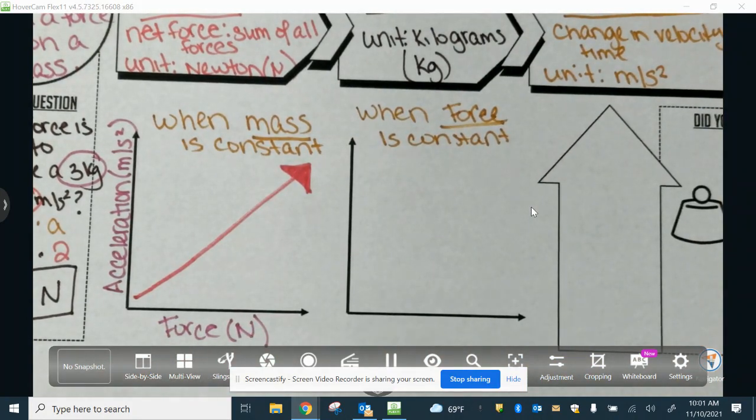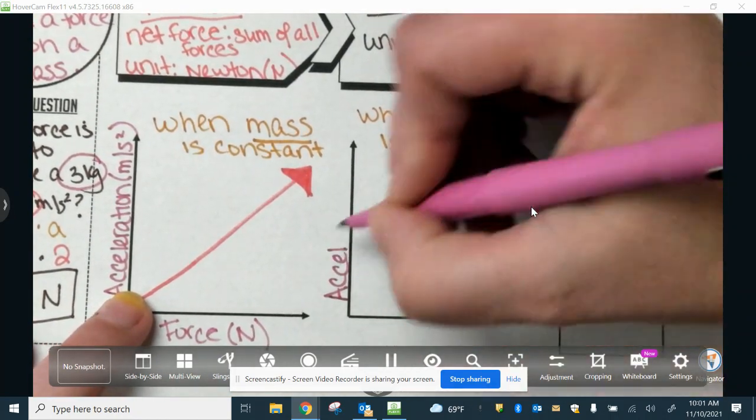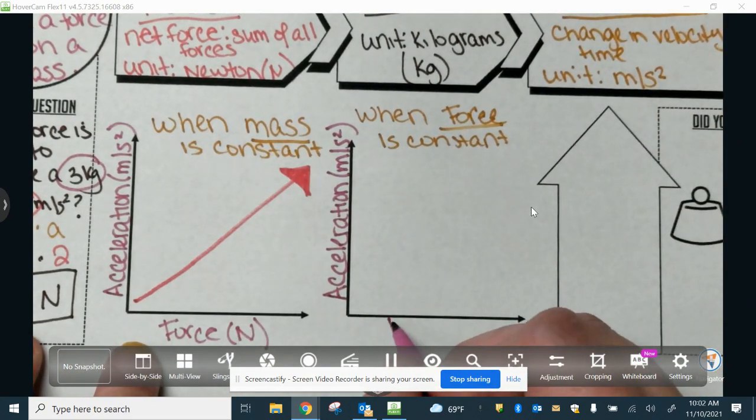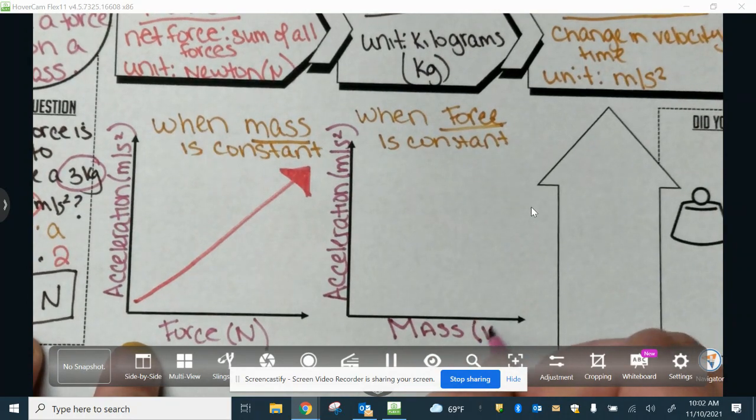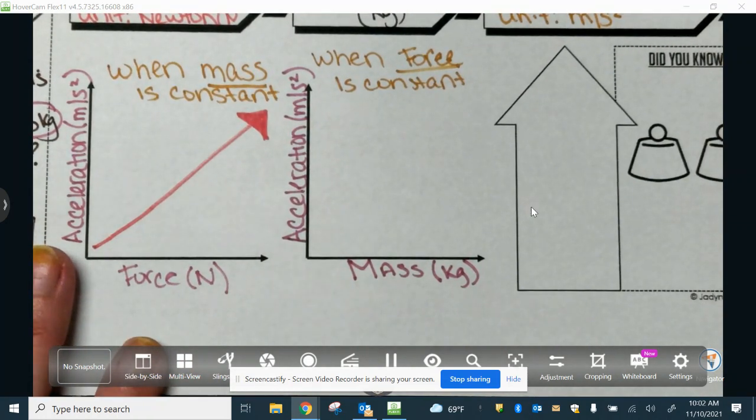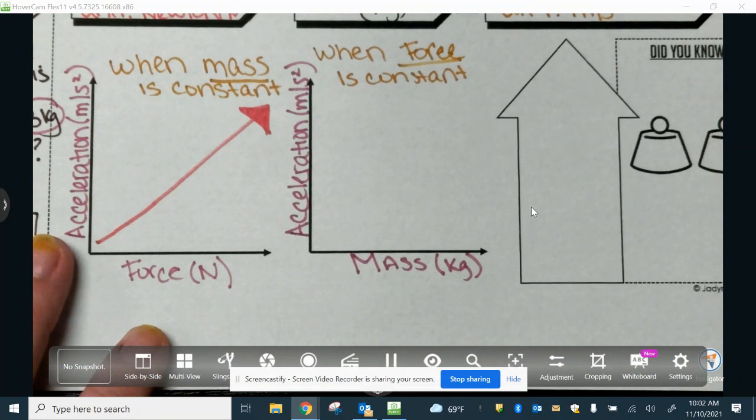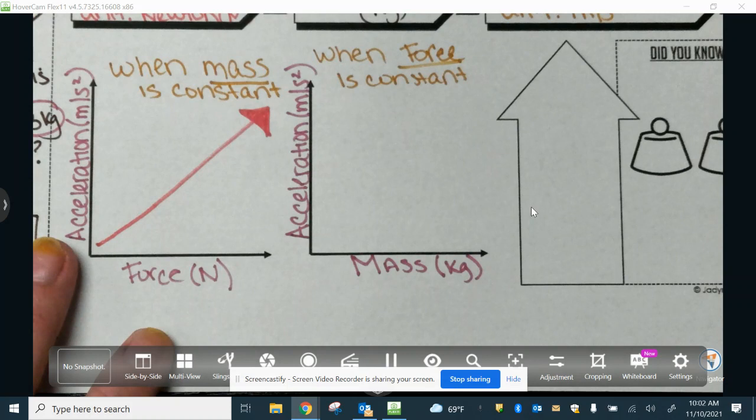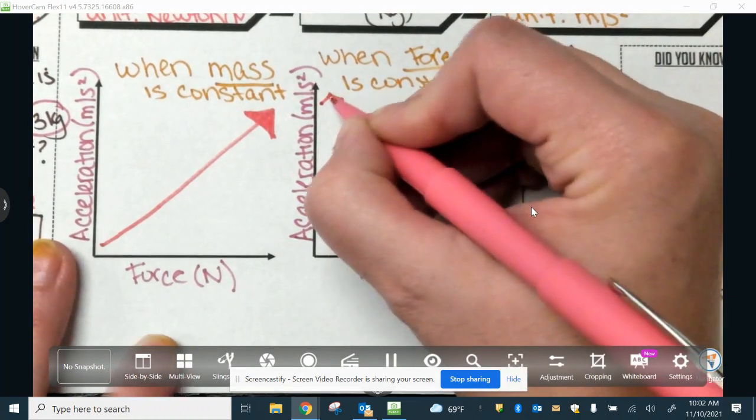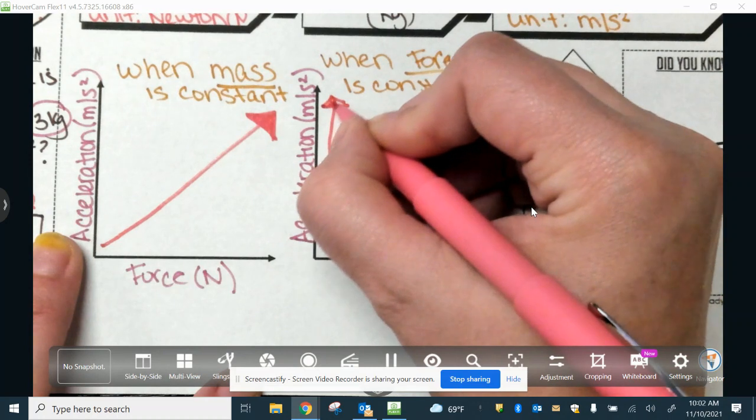All right. When force is constant, we're still going to put my acceleration on the Y and my mass on the X in kilograms. So if now I'm applying a 2 Newton force, regardless of the mass, what happens to the acceleration as the mass increases? It decreases. And if you have a small mass, what happens to acceleration? Increases. So you end up with a graph that looks like that.